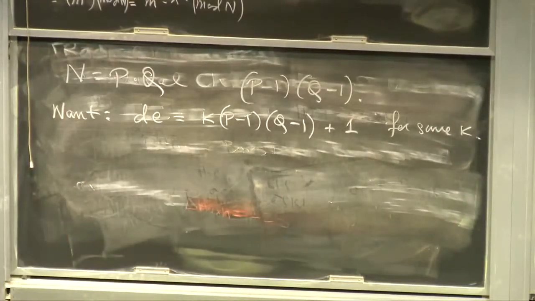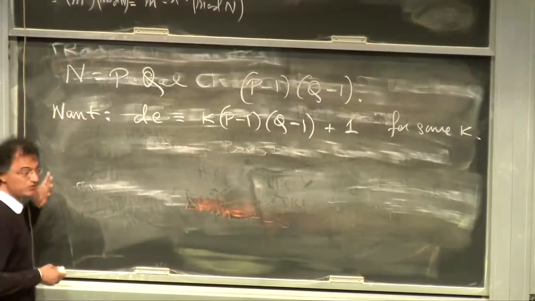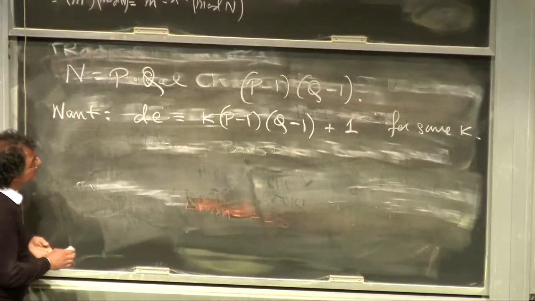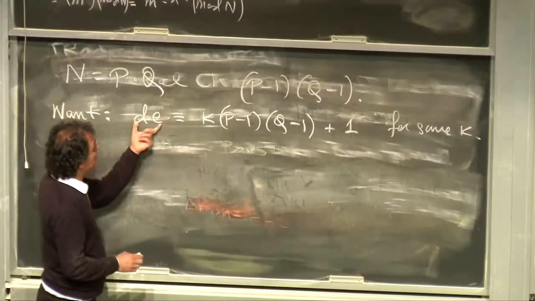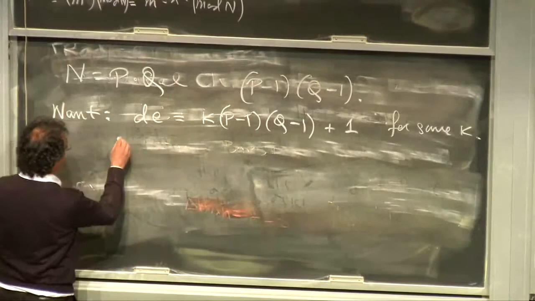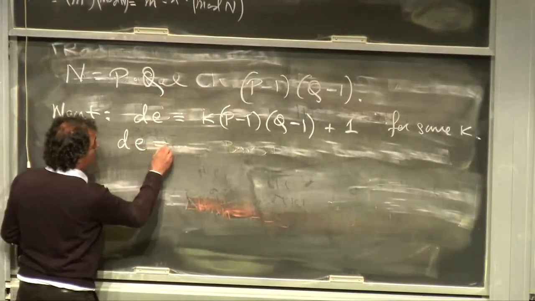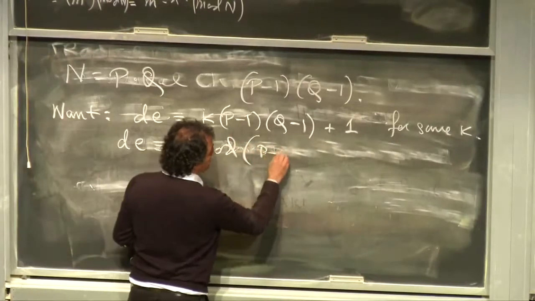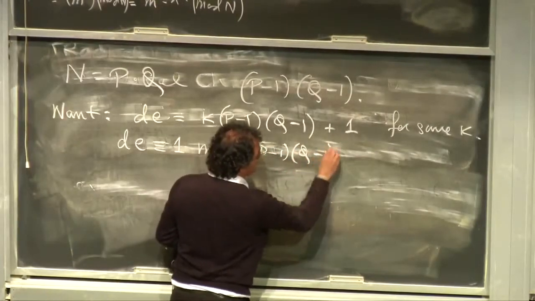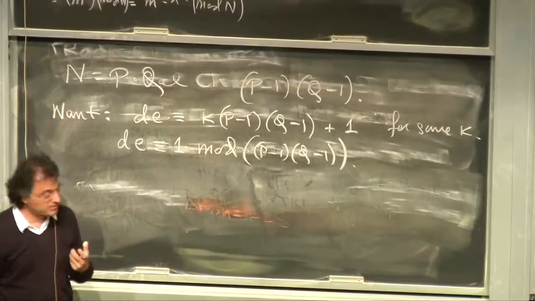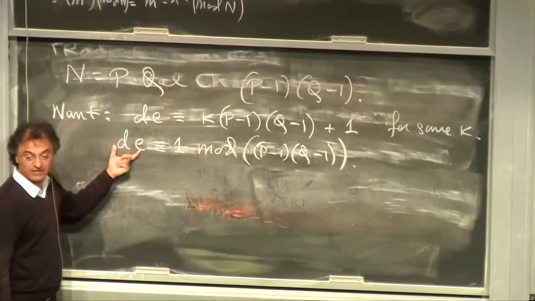Okay? So how does Alice pick her keys? How does Alice pick d and e? Well, what is this condition saying? Another way of writing this condition is d times e is congruent to 1 mod p minus 1 times q minus 1. Okay, that's the RSA condition. That's what d and e have to satisfy.